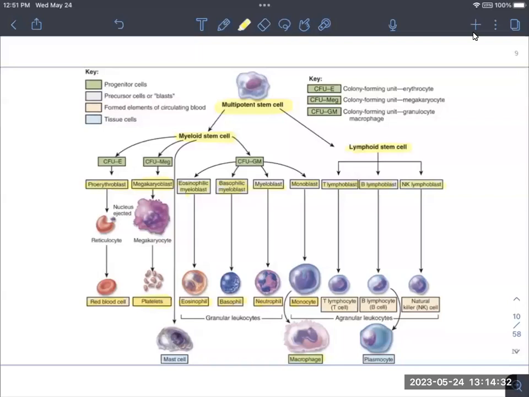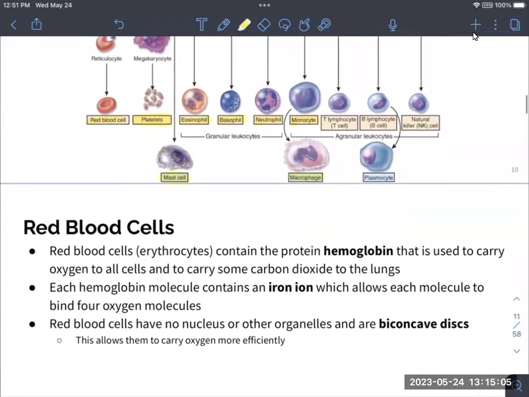We also get a mast cell that comes from these myeloid stem cells. Mast cells release different chemicals, as we'll get to when we get down to the white blood cell section. But all of our blood cells come from multipotent stem cells that come from either myeloid stem cells or lymphoid stem cells that are going to differentiate into their different types.